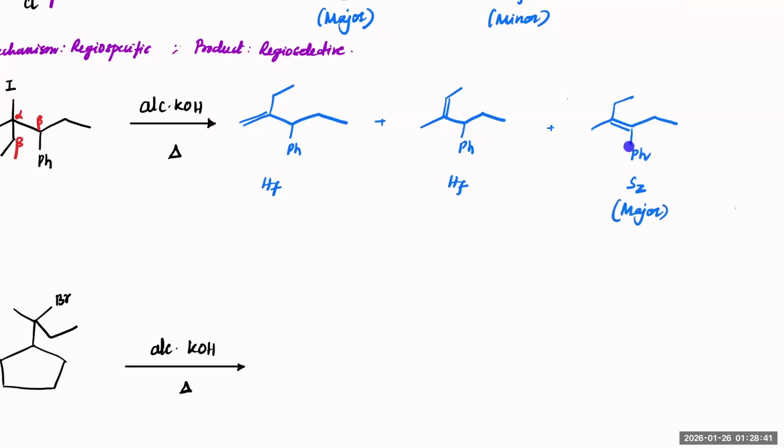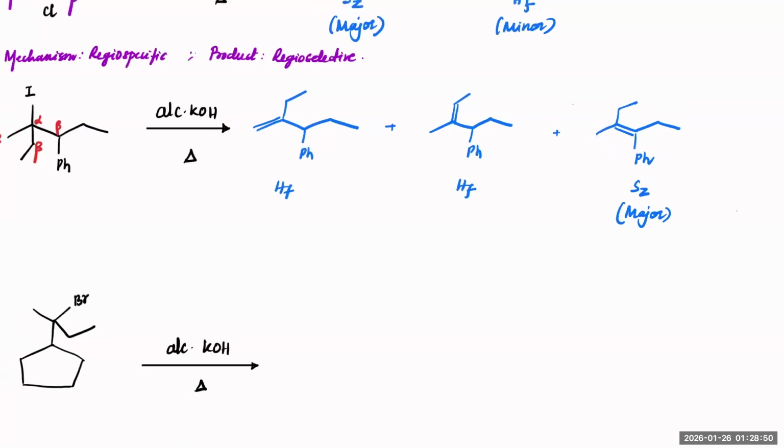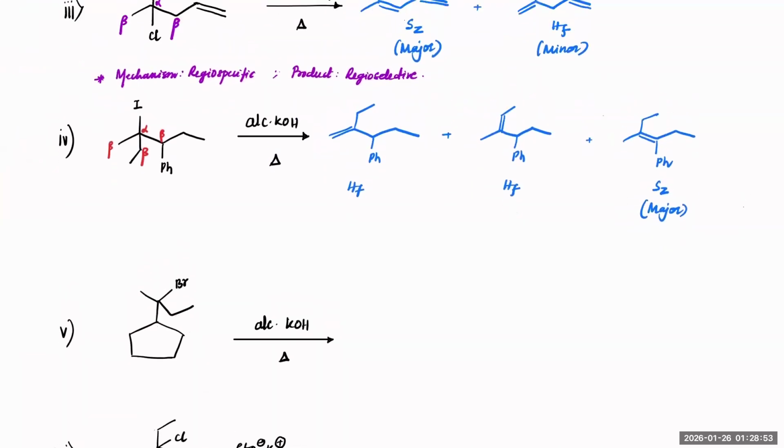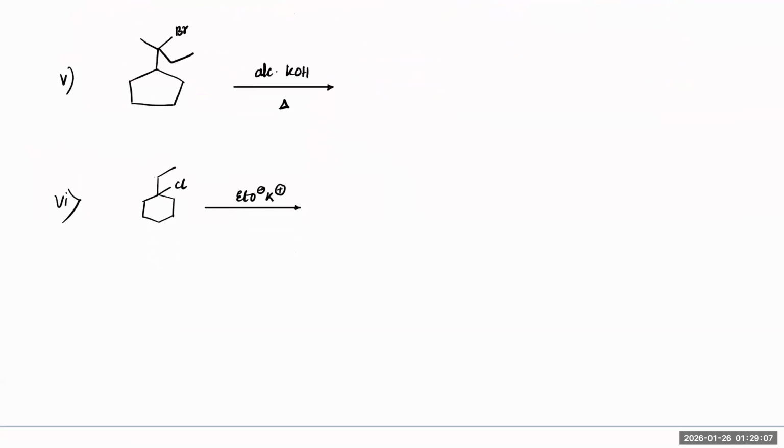For what reason? Phenyl is helping via resonance other than the hyperconjugation. Hyperconjugation is also very high here, but phenyl is also helping in resonance stabilization. That makes it major. And because you're getting one specific major product, the mechanism is regiospecific and the product is a regioselective product. Next, here also you can see if you have bromine and alcoholic KOH is used, you should definitely go for elimination in such a case.